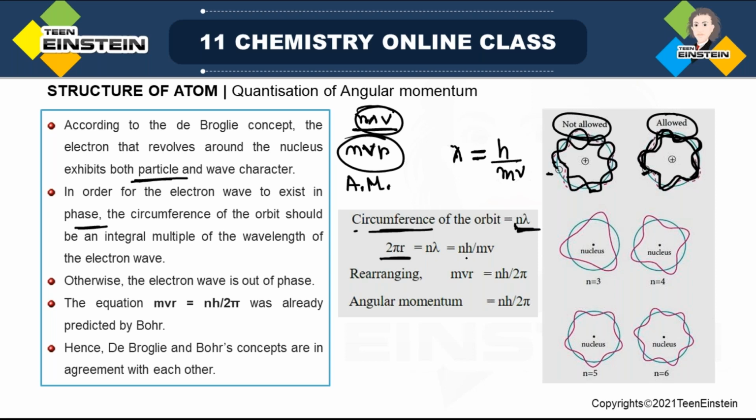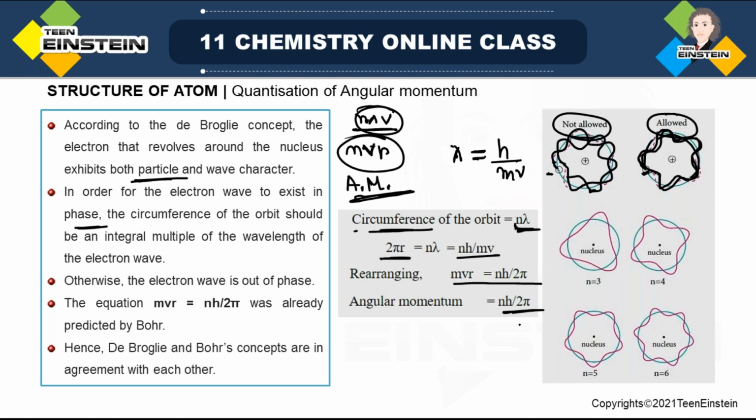So in place of lambda, you can write nh by mv. Now if you rearrange this equation, 2 pi r equal to nh by mv, then it will be mvr equal to nh by 2 pi. Now why are we doing so? Because mvr is nothing but angular momentum. So now you can say that angular momentum is equal to nh by 2 pi.